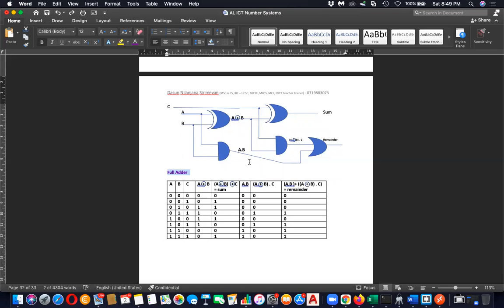Next day we will be discussing universal gates and Boolean algebra theorems. Universal gates and Boolean algebra theorems.